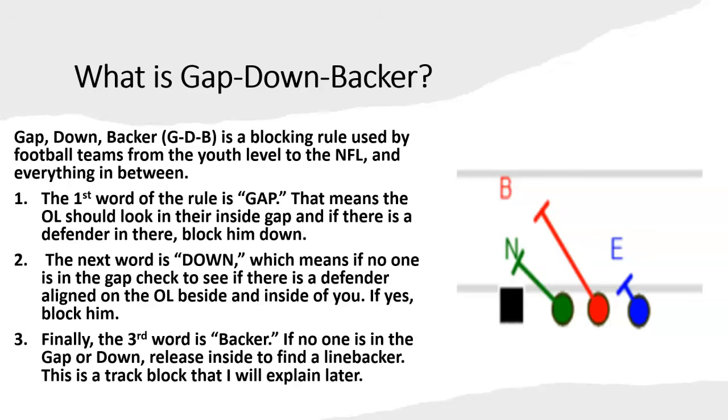All right, finally, the third word is backer. If there's no one in the gap and no one down, meaning on the next guy, then you go to a linebacker. Usually we're talking 45-degree angles. Now I know coaches that say it's 45 degrees, and I'll freely admit when I teach it, the starting point is 45 degrees unless we're doing severe angle blocking, SAB, which I'll link that video down below.